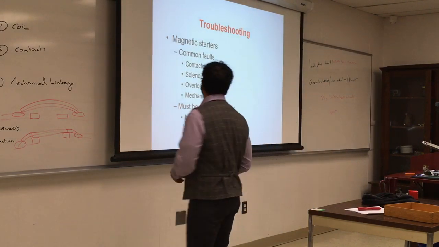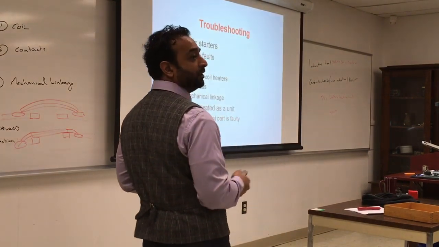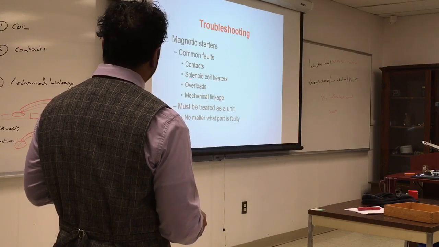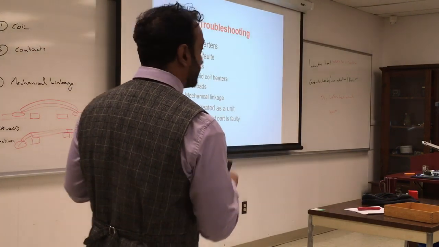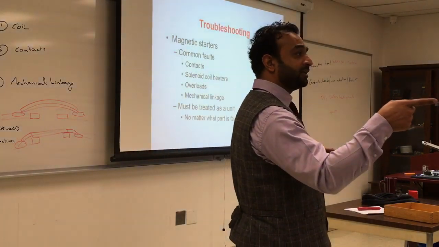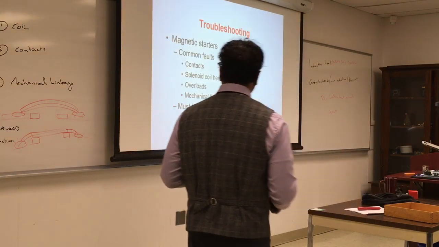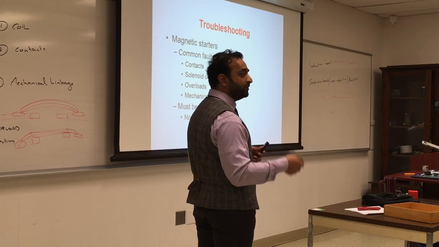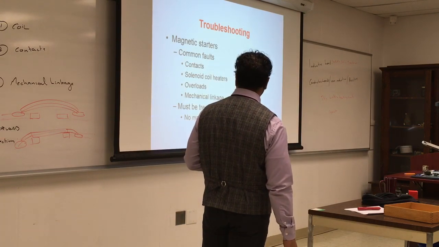Magnetic starter. Contacts, you can see the same issues all the time. Three things that we always go for: contacts, solenoid coil, and look for the overload in the magnetic starter, that's the thing in the bottom. And look for the mechanical link. Make sure all the links are not rattling and moving in the right direction.